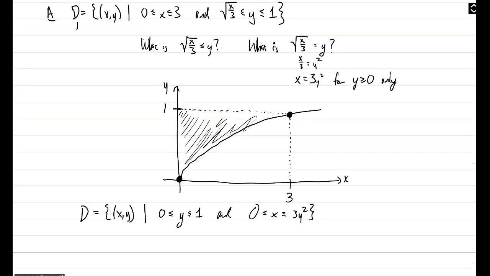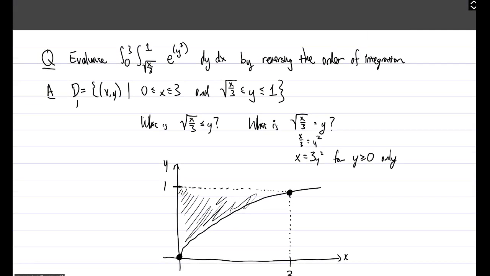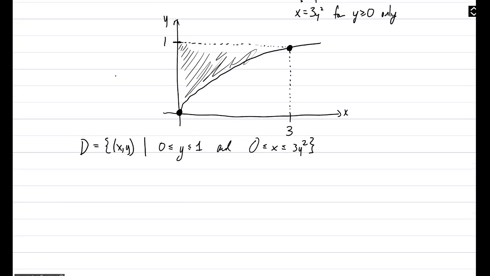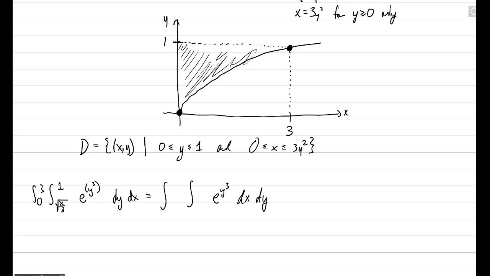Okay, so that means the original integral, let me copy paste this down here, is the same as if we swap the order of integration: e to the y cubed. Now instead of a dy dx, we're going to end with a dx dy. Now x on the inside is going to go from 0 to 3y squared, and y on the outside is going to go from 0 to 1.